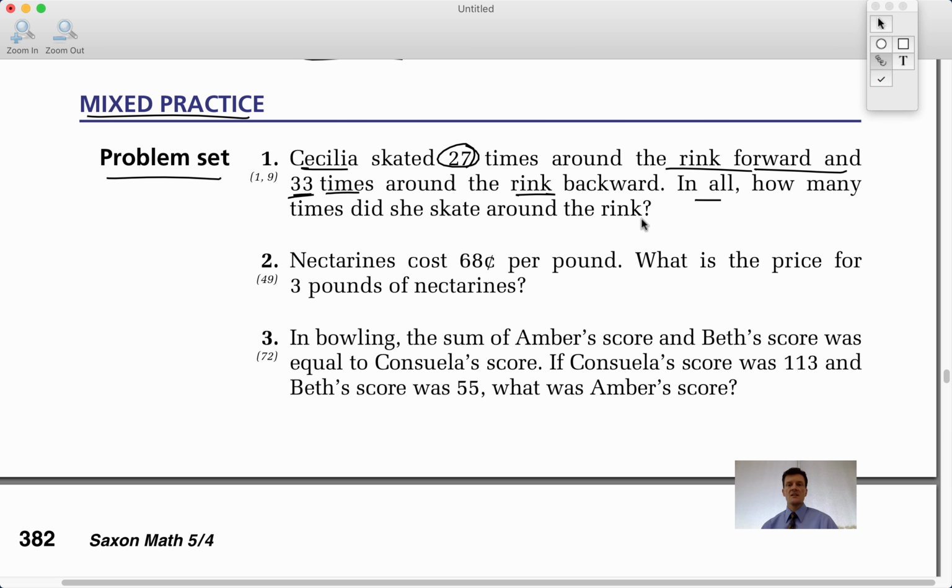I would say that she went 27 times around the rink forward, and then she skated another 33 times around the rink. It just happens she went backwards. But how many times did she skate around the rink? It doesn't matter if she's going forward or backwards. She's still skating around the rink 27 times plus 33 times, so you just add those two together.